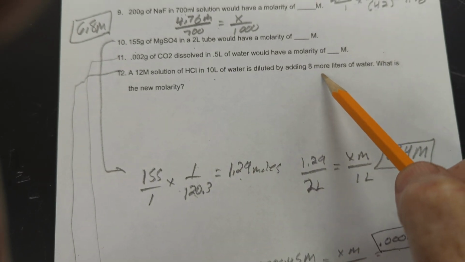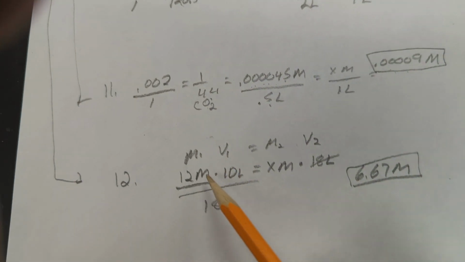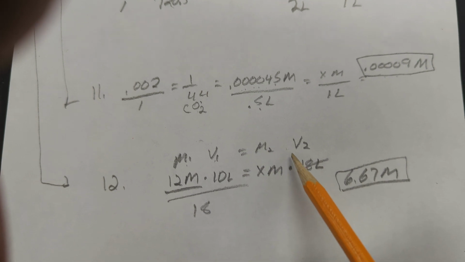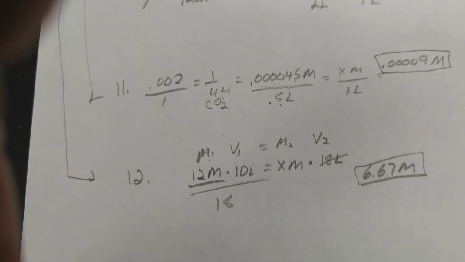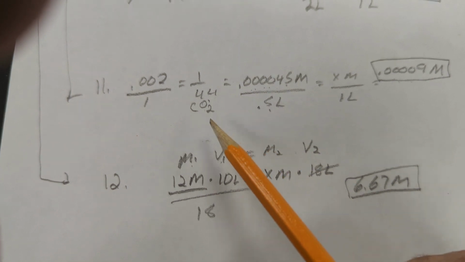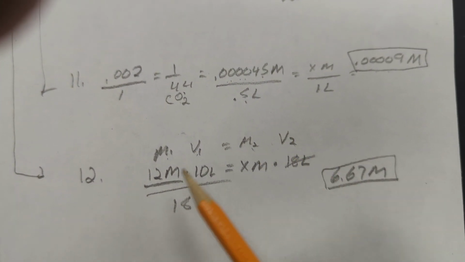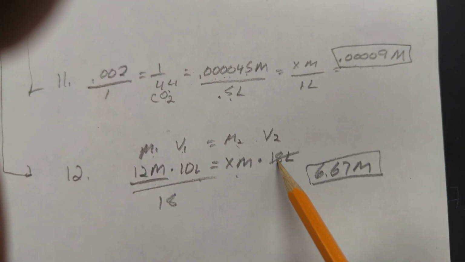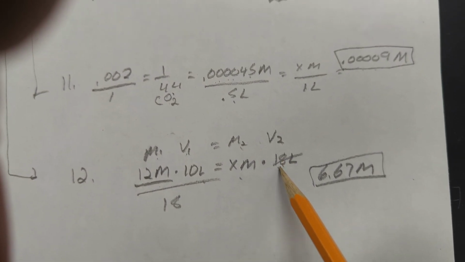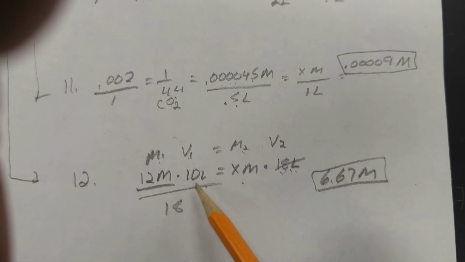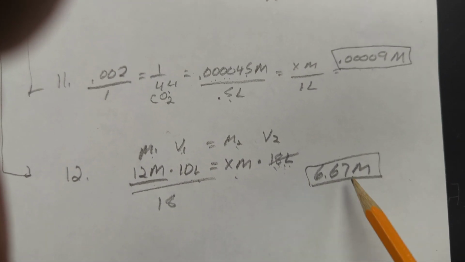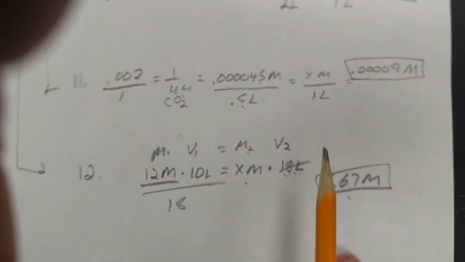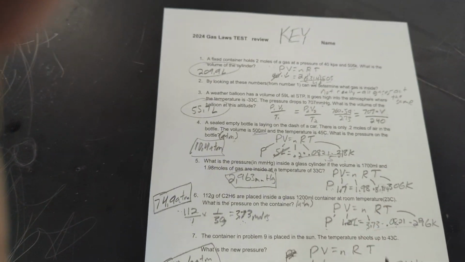And then number 12, a 12 molar solution of acid in 10 liters of water is diluted by adding 8 more liters of water. So we had 12, this is M1V1 equals M2V2. Open up B112, please. M1V1 equals M2V2. So 12 times 10 is equal to what molarity times 18? Because we added 8 more liters to the 10 liters we already had. So now that made it weaker. It diluted it down to 6.67 molar from 12 molar. I hope that helps people.